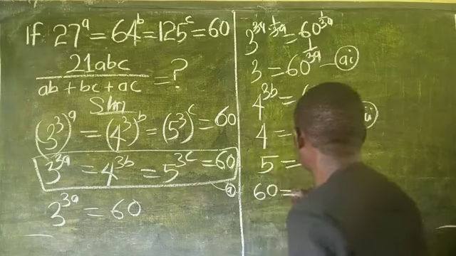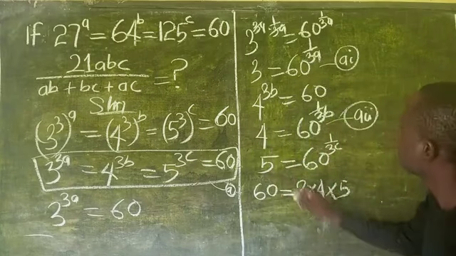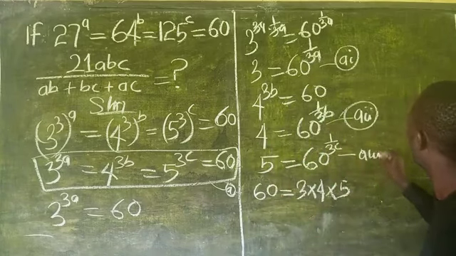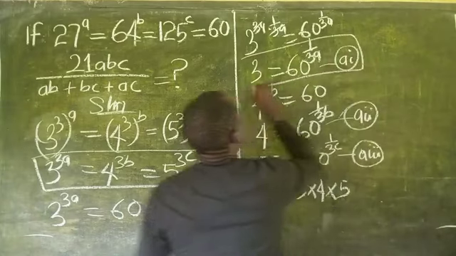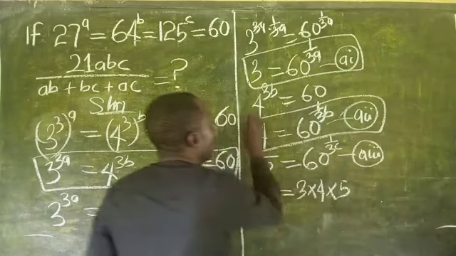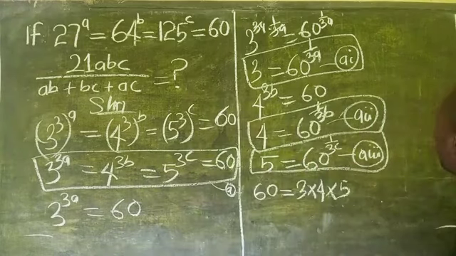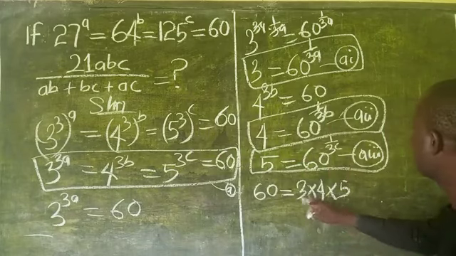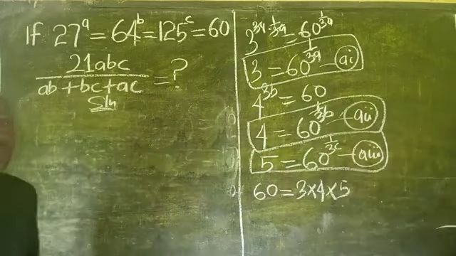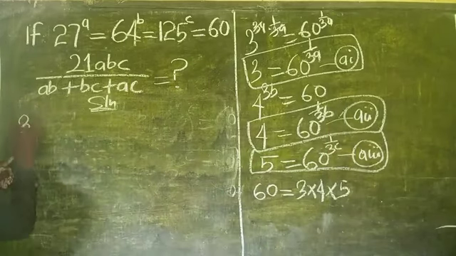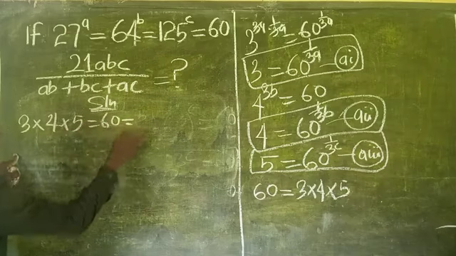So if we agree on this, we can continue and say that if you look closely, 60 actually is equal to 3 times 4 times 5. This is equation A3. 60 is equal to 3 times 4 times 5. In place of the 60, we are going to replace with our identities. So let's continue from here: 3 times 4 times 5 is equal to 60.